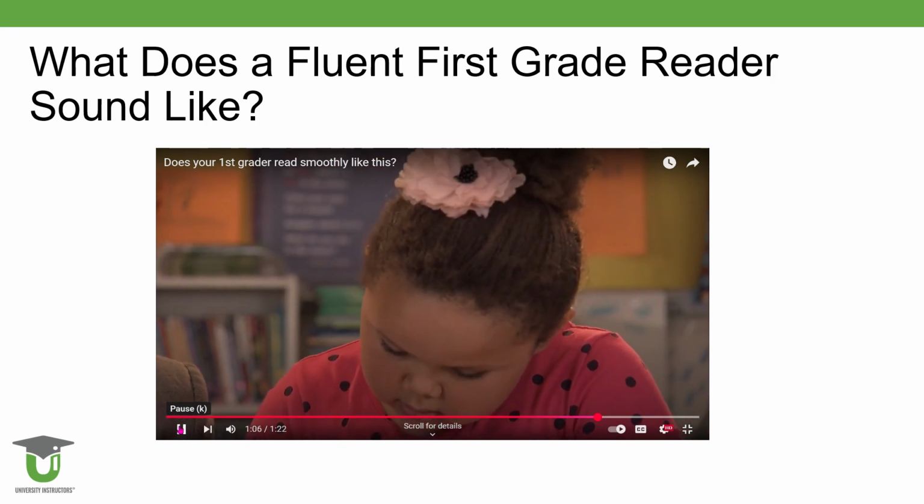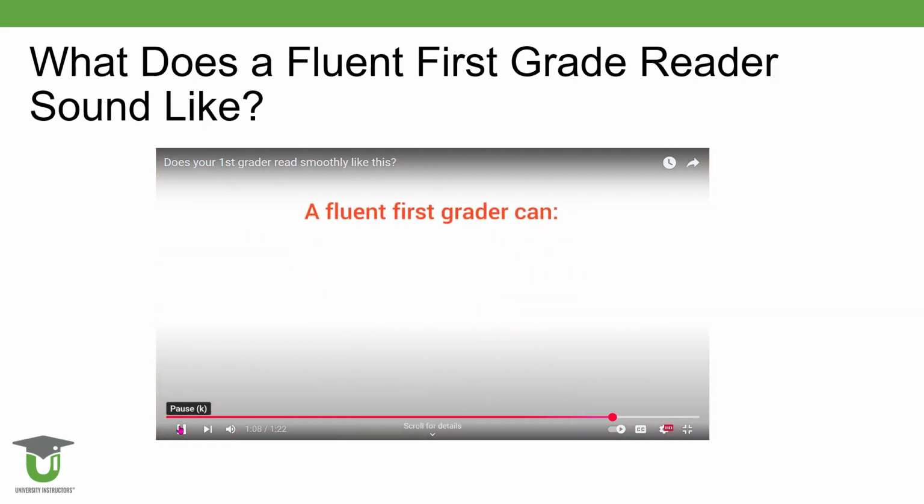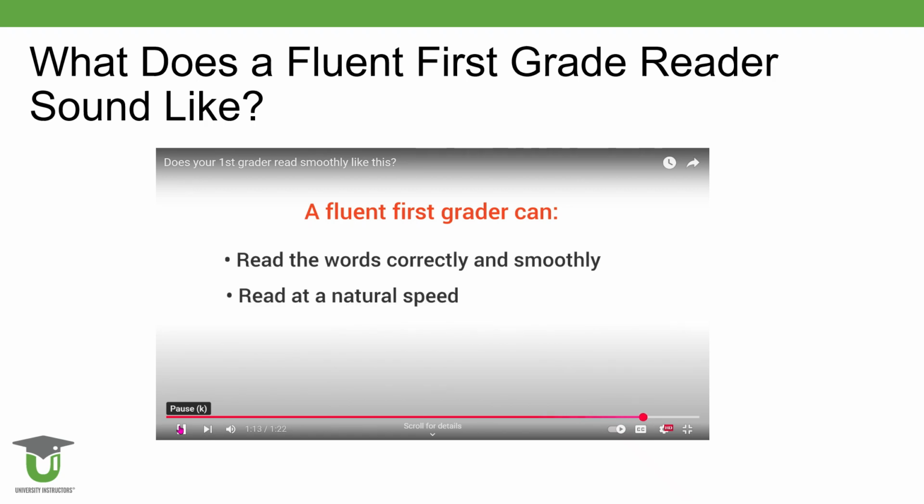So what to look for by the end of the year? Well, come summer, first graders can read words correctly and somewhat smoothly, and they can read at a natural speed, which means not too fast to get in the way of understanding.